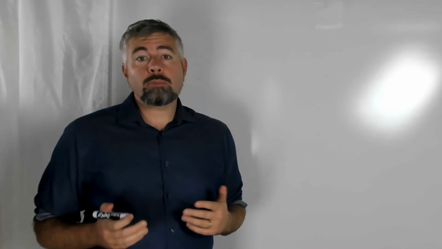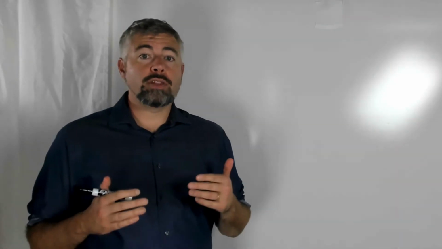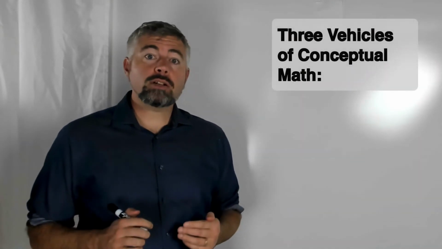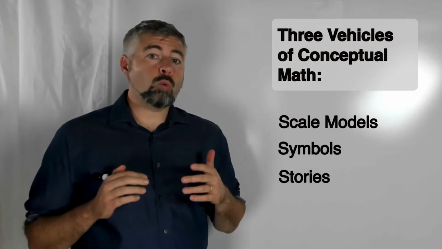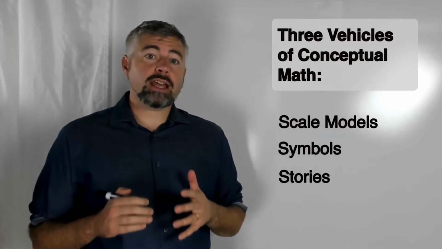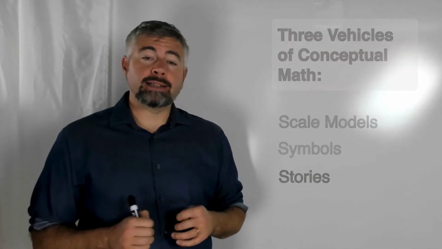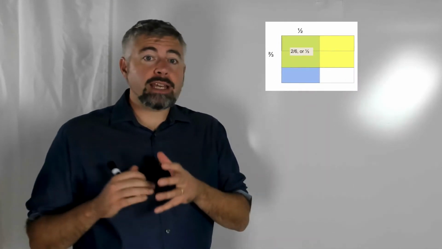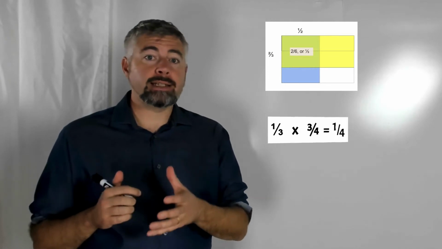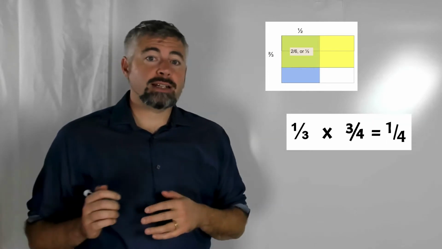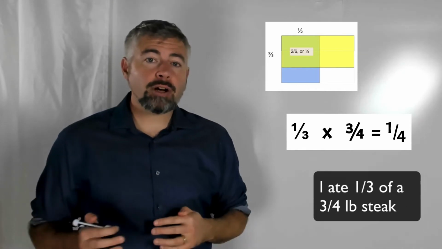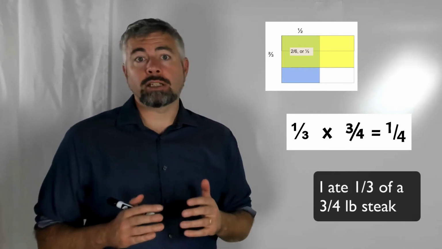So anytime I want my students to develop a conceptual understanding of a mathematical idea, I use an approach that I call the 3 vehicles. The 3 vehicles are scale models, symbols, and stories. And what I've found is that if students can represent a mathematical idea in the form of a scale model, if they can represent it symbolically in number form, equation form, and they can represent it in story form as a real-life scenario, I'm confident that they really understand it.